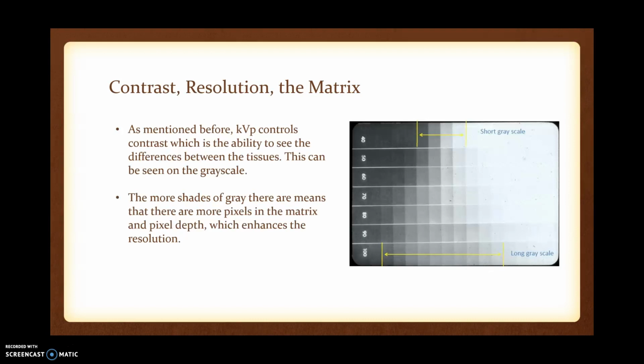Because the more contrast there is, like I mentioned, the more difference between the anatomical structures there is, and that helps with diagnostic information. And because there's more shades of gray, that means there's more pixel depth in the matrix, and that increases the resolution. So the more shades of gray, the better there is for the contrast.